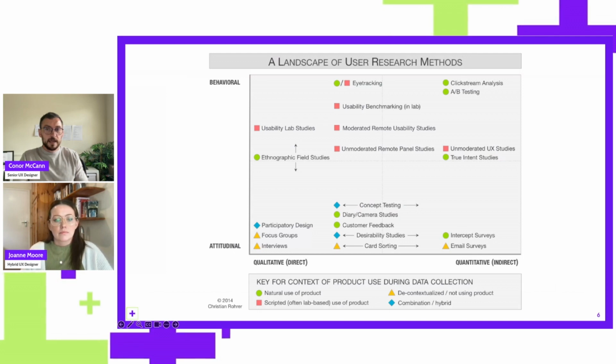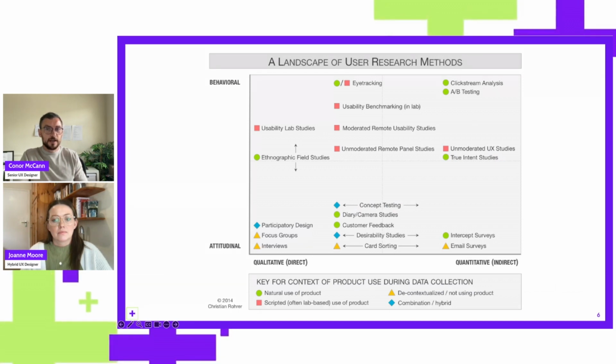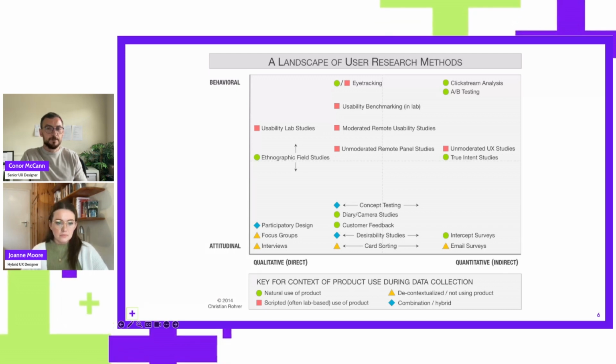This question has been on the minds of UX professionals for a long time. And in 2014, a guy called Christian Rohr put together a very helpful research landscape to help us understand the different types of research that are available and the different methods which happen across the landscape. There are two axes on this landscape.